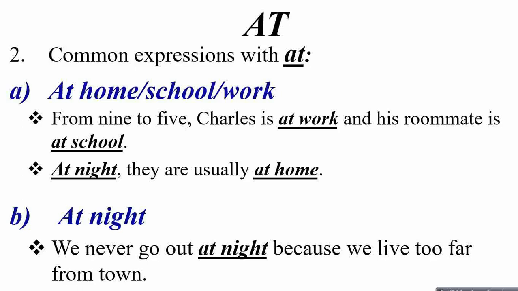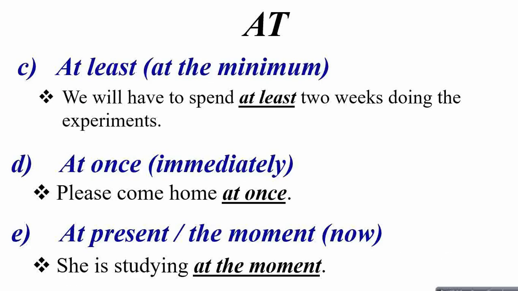Next, at least means at the minimum. For example, we will have to spend at least 2 weeks doing the experiments. Next, at once means immediately. Please come home at once.